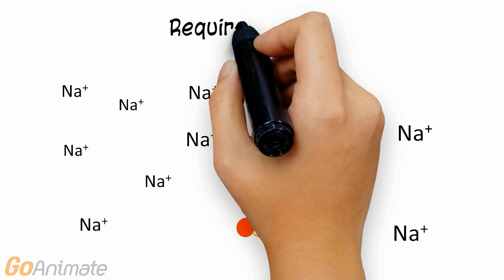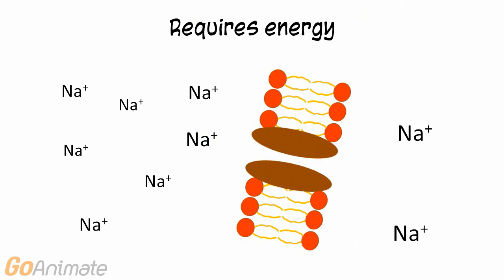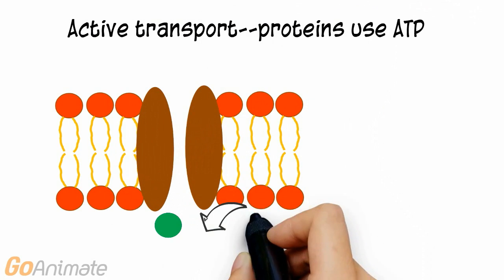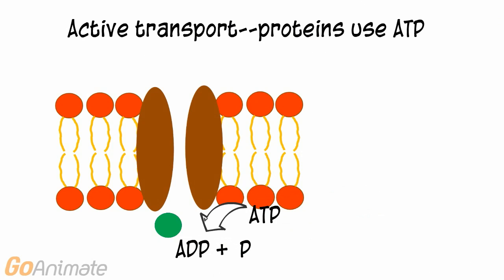However, energy can be used to move sodium against its gradient, or outside of the cell. Substances can move against their gradients using active transport proteins. These proteins use ATP for energy.